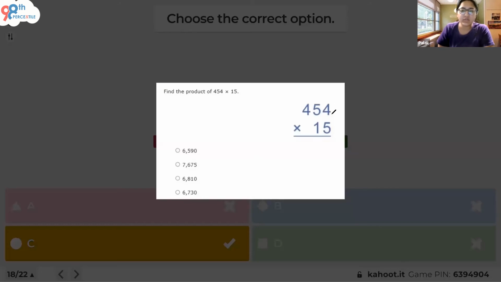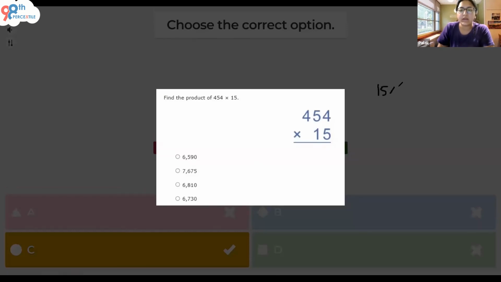So instead of having to multiply like this, what I would do is 15 times 4 plus 15 times 5 plus 15 times 4. But the only thing that I need to rectify over here is this will be double zero, this will be single zero, and this will be without any zeros. 15 times 400, 15 times 50, and 15 times 4. So we know that 15 times 4 is 60, adding 2 zeros. 15 times 5 is 75, adding 1 zero. 15 times 4 is 60. Quickly adding that up, we get the answer, right? So it's going to be option C, which is 6810.